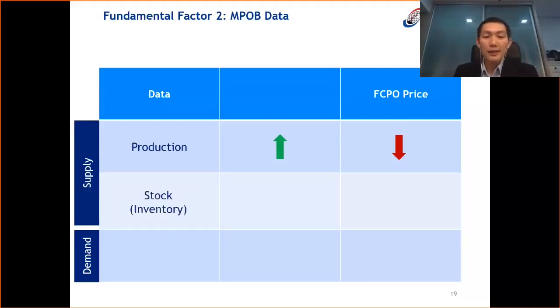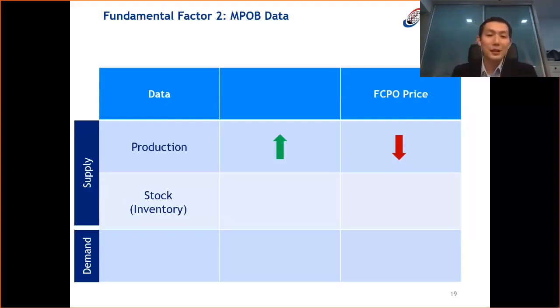So on the second data, which is your stock as well as your inventory. So the stock here is actually not the stock in the stock market, right? The stock here refers to your inventory. So how much stock is available in your warehouse. So let's say you produce crude palm oil, right? And when you cannot sell it out, the excess one, you will keep those things back into your warehouse, correct?